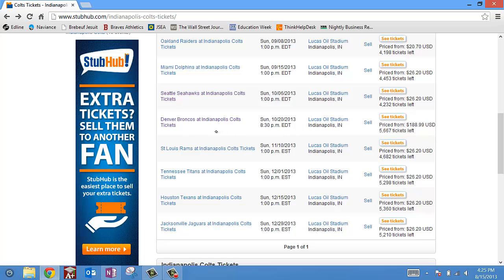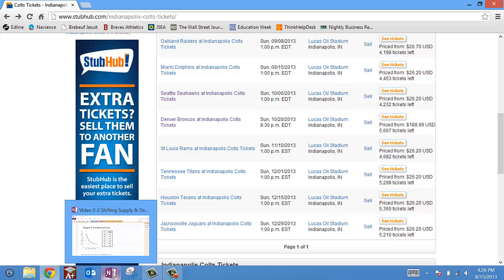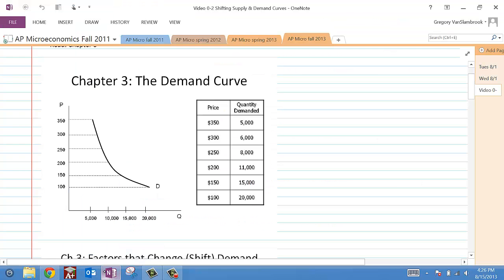That is the Sunday night Denver Broncos at Indianapolis Colts game, and if you're living in Indianapolis, you're probably aware that will be the first time that Peyton Manning returns to Indianapolis after leaving for the Denver Broncos last year. So prices are obviously going to be higher in this market for that game. We can use the concept of supply and demand to talk about why that would be the case. So let's go back to our demand curve, and we'll look at both supply and demand factors here and see how that might affect it.